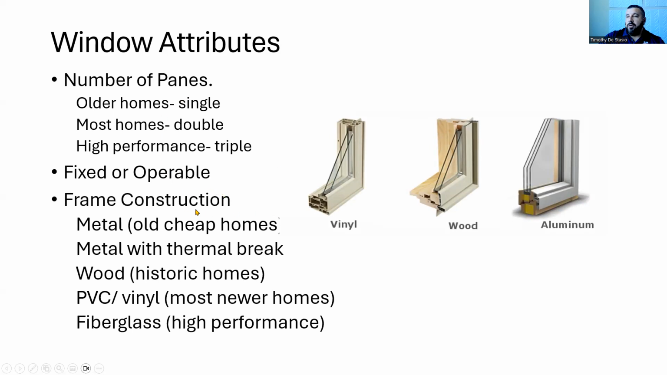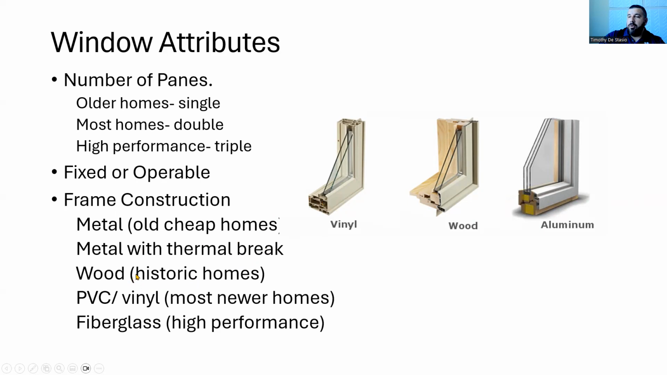Also frame construction. So you're looking at what the frame is made out of. Sometimes you can't see that, but just know that older homes are going to probably have metal. Older cheap homes have metal windows. Then they started using metal with a thermal break. What that means is that they separated the two sides of the window where the metal of the frame comes together with a gasket that doesn't allow the heat to just conduct right through the metal.